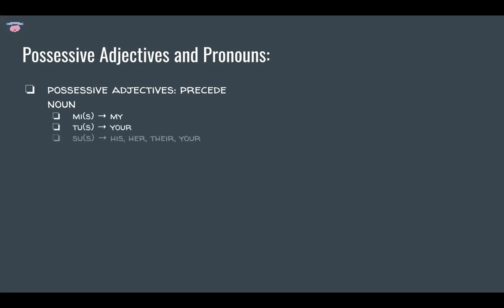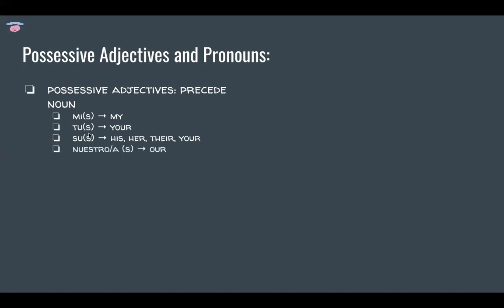Your would be tu. His, her, their, your, all of those, you can say su. And notice that it says your, that's your formal, because as we talked about in subject pronouns, you formal is usted, and it has the third person conjugation. Similarly, it has the third person possessive adjective.